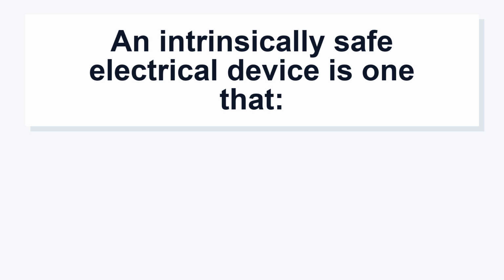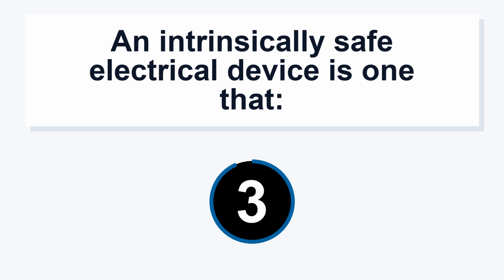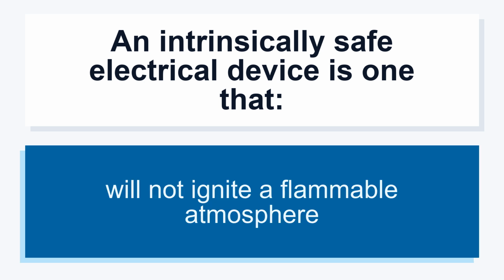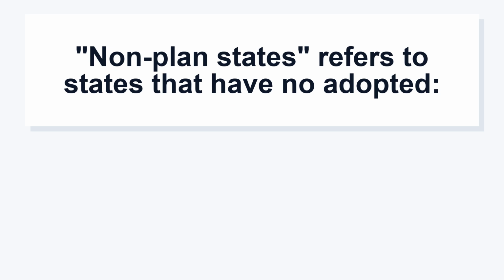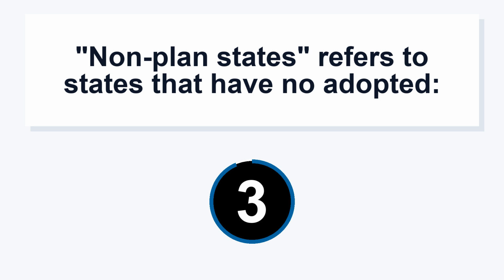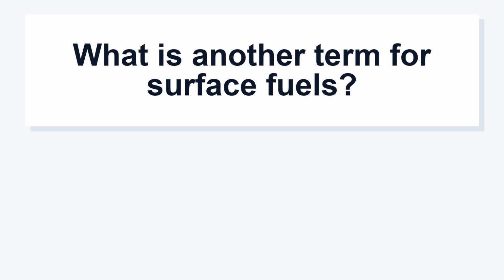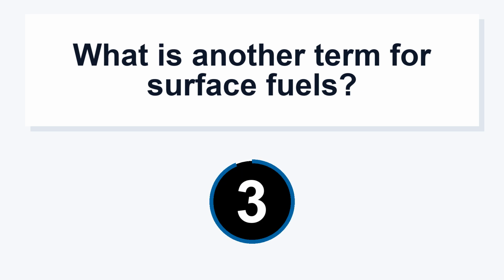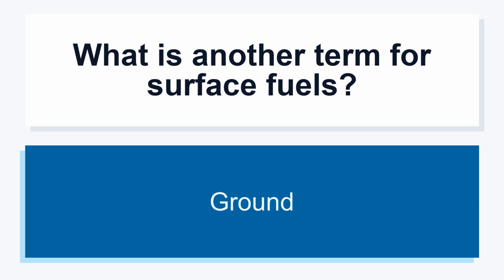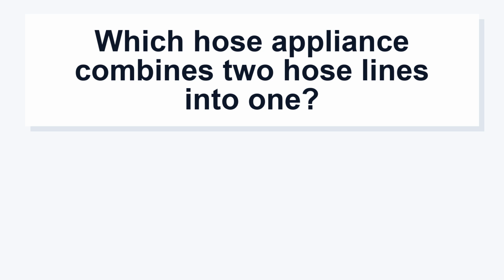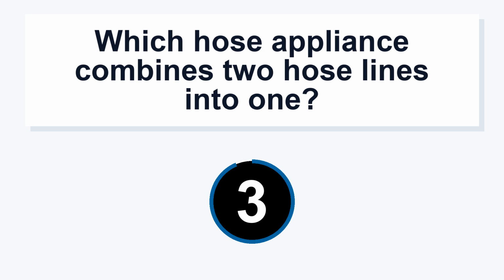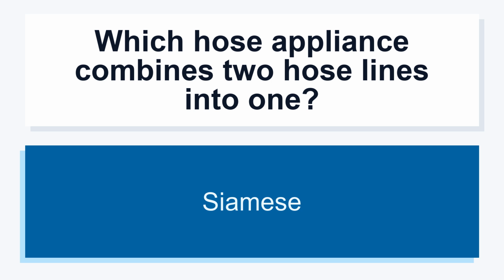An intrinsically safe electrical device is one that will not ignite a flammable atmosphere. Non-planned states refers to states that have no adopted OSHA regulations. What is another term for surface fuels? Ground. Which hose appliance combines two hose lines into one? Siamese.